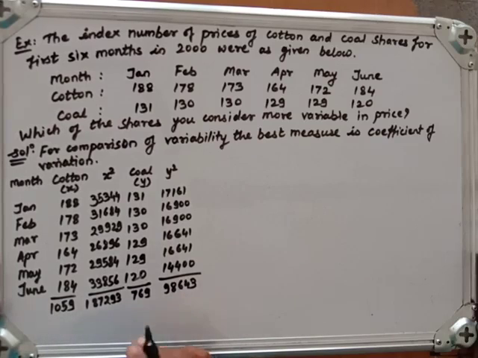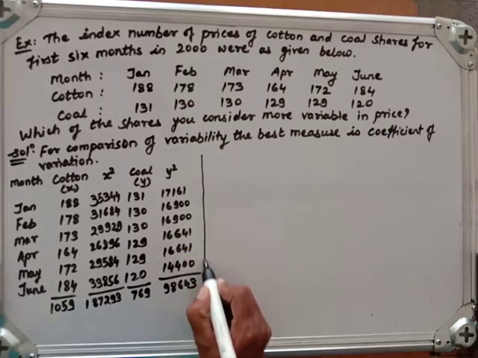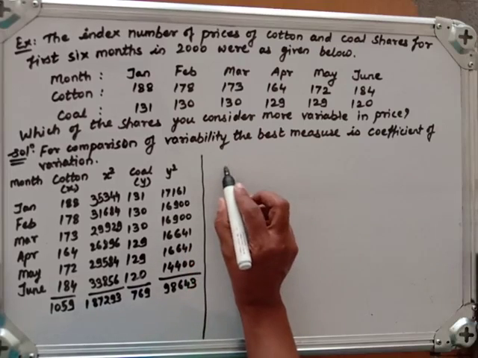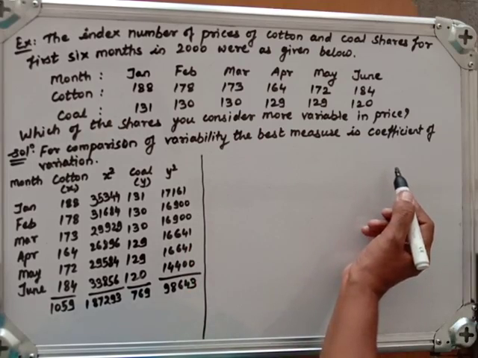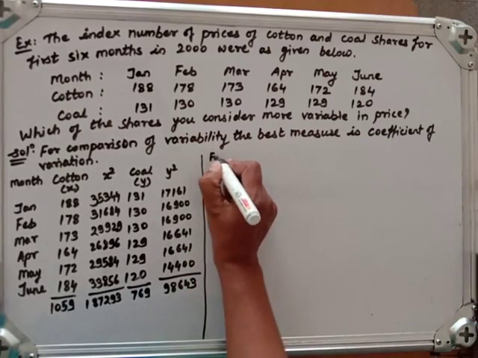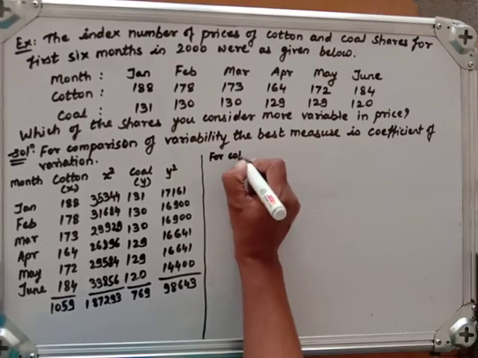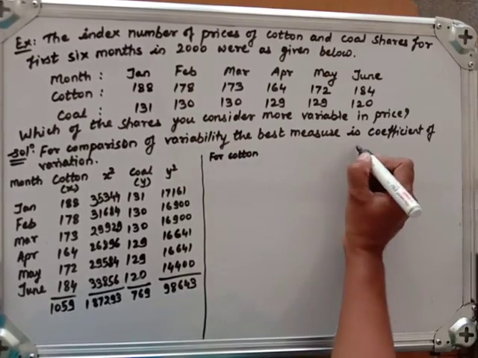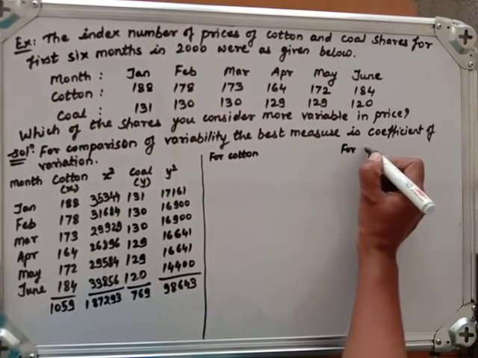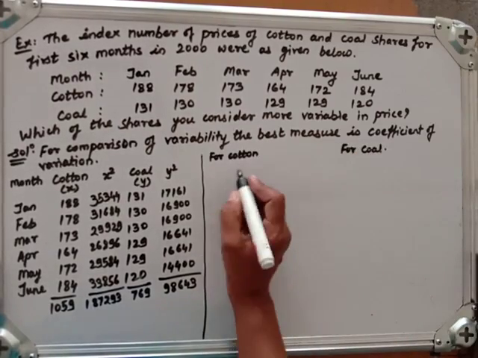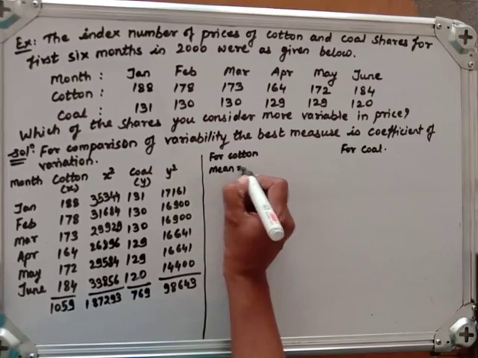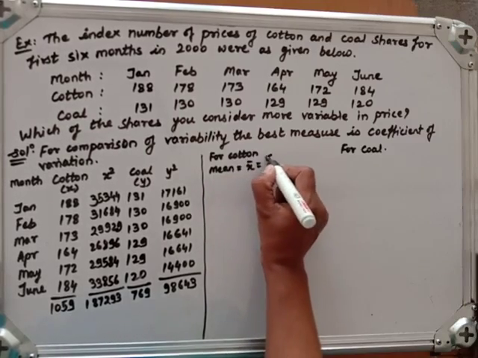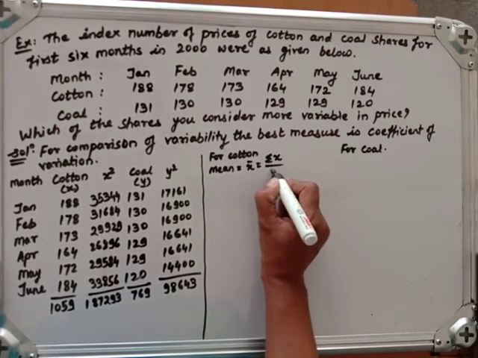Now let us determine each one by one. So let me do it comparatively. Let us determine X bar, and comparatively determine Y bar also. This is for cotton, and here for coal. Let us do it. So for cotton, first of all determine the mean. Mean means X bar, that is summation Xi upon n.